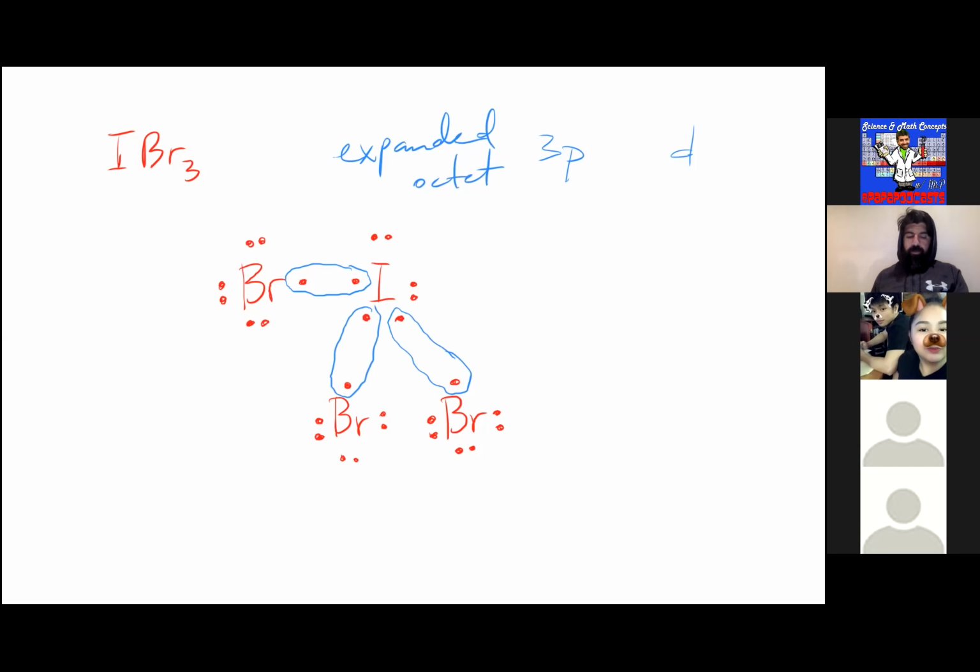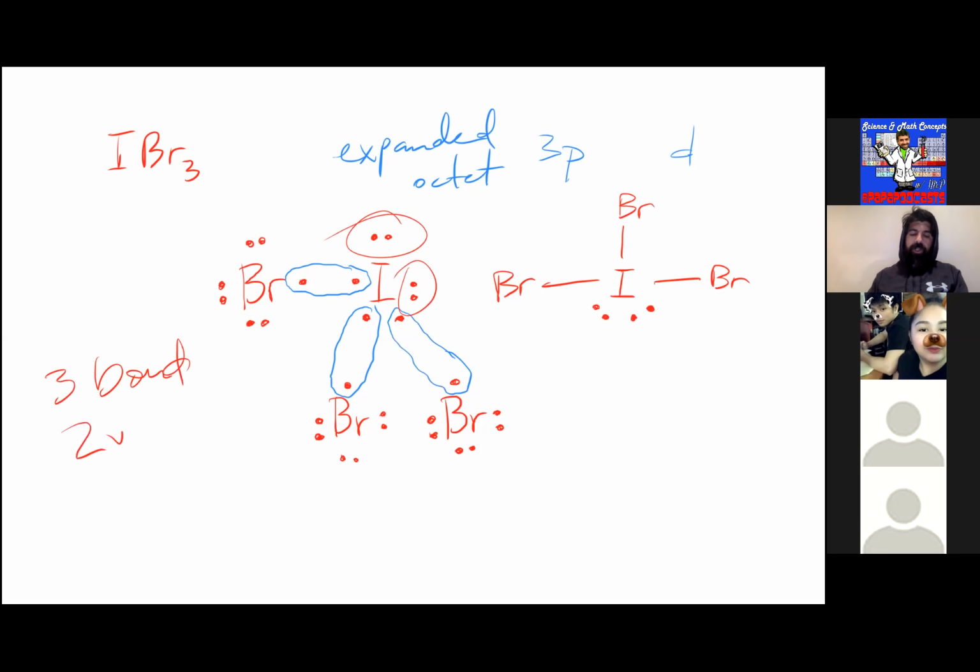Okay, so what we're going to do now is, let's clean this up because this kind of looks messy. Okay, so what is this going to look like? Well, we've got iodine bonded 3 times: 1, 2, 3 bromines, 1 unshared pair, 2 unshared pairs, right? 1, 2 unshared pairs. So we've got 3 bonded. We've got 2 unshared.